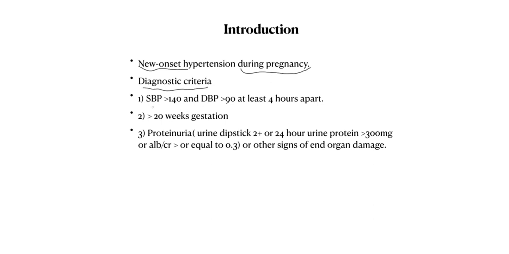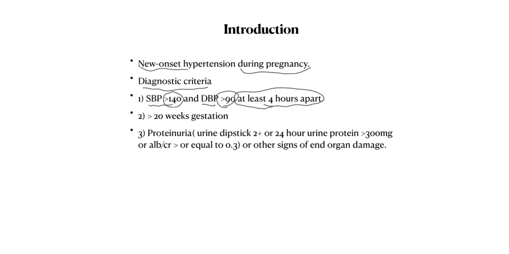The first thing we need is to check that the systolic blood pressure should be greater than 140. The diastolic should be greater than 90. And there should be two readings, and in both of them the systolic should be greater than 140 and the diastolic greater than 90. And those two readings should be at least 4 hours apart.